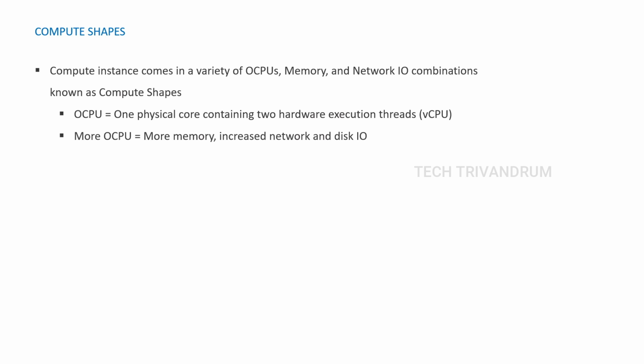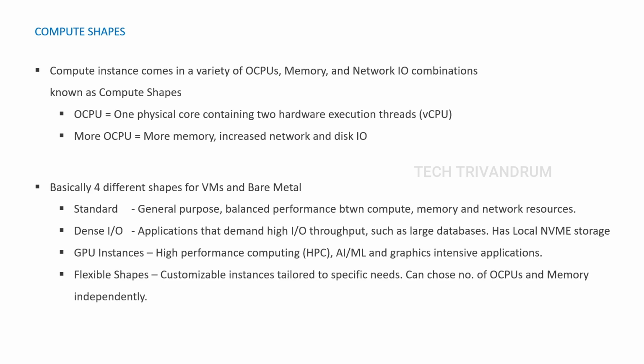So that's how the OCPU and the normal vCPU are related. When we add more OCPUs to an instance, we will get more memory. We can increase the network bandwidth and disk I/O. So there are basically 4 different shapes for virtual machines and bare metal instances. The first one is the standard type. It is mainly used for general purpose workloads. It has a balanced performance between compute, memory and network resources. In our lab also, we will be mainly using this general purpose type of virtual machine.